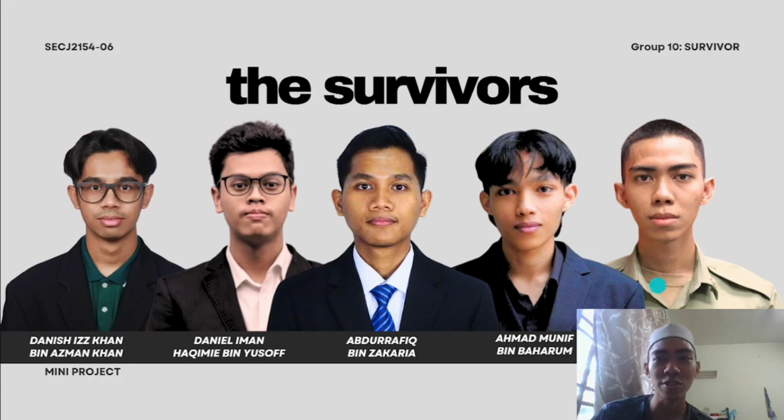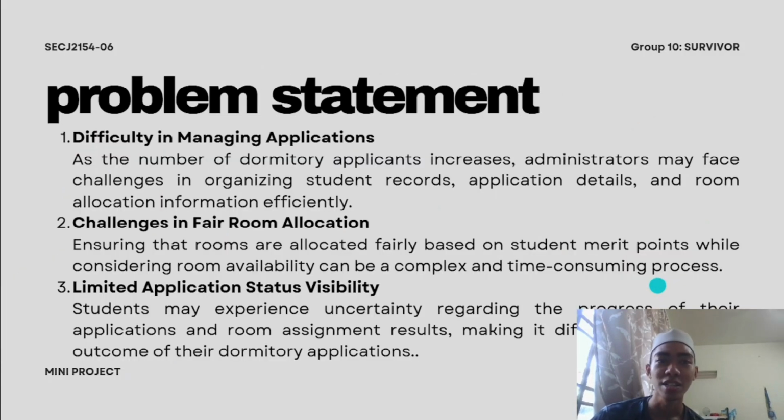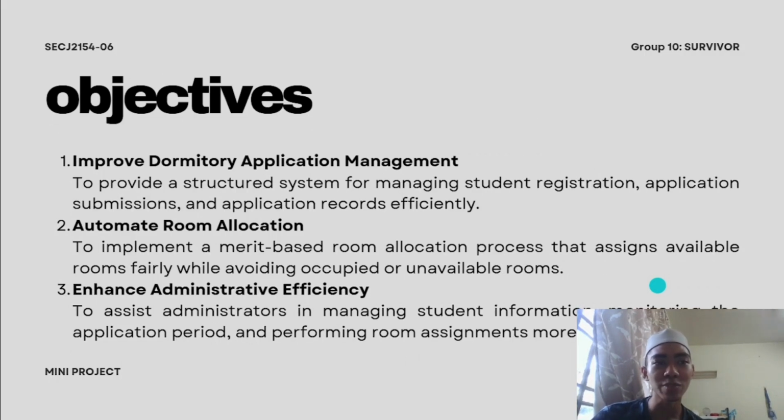So, I introduce you to my fellow teammates, the survivors: Danish, Ishan, Daniel Iman, Abdurrafiq, Ahmad Munif, and myself, Najmuddin. As you can see, with our problem statement, we have difficulty in managing applications. We also have challenges in fair room allocation, and limited application status visibility. So our objective is to improve dormitory application management, automate room allocation, and enhance administrative efficiency.